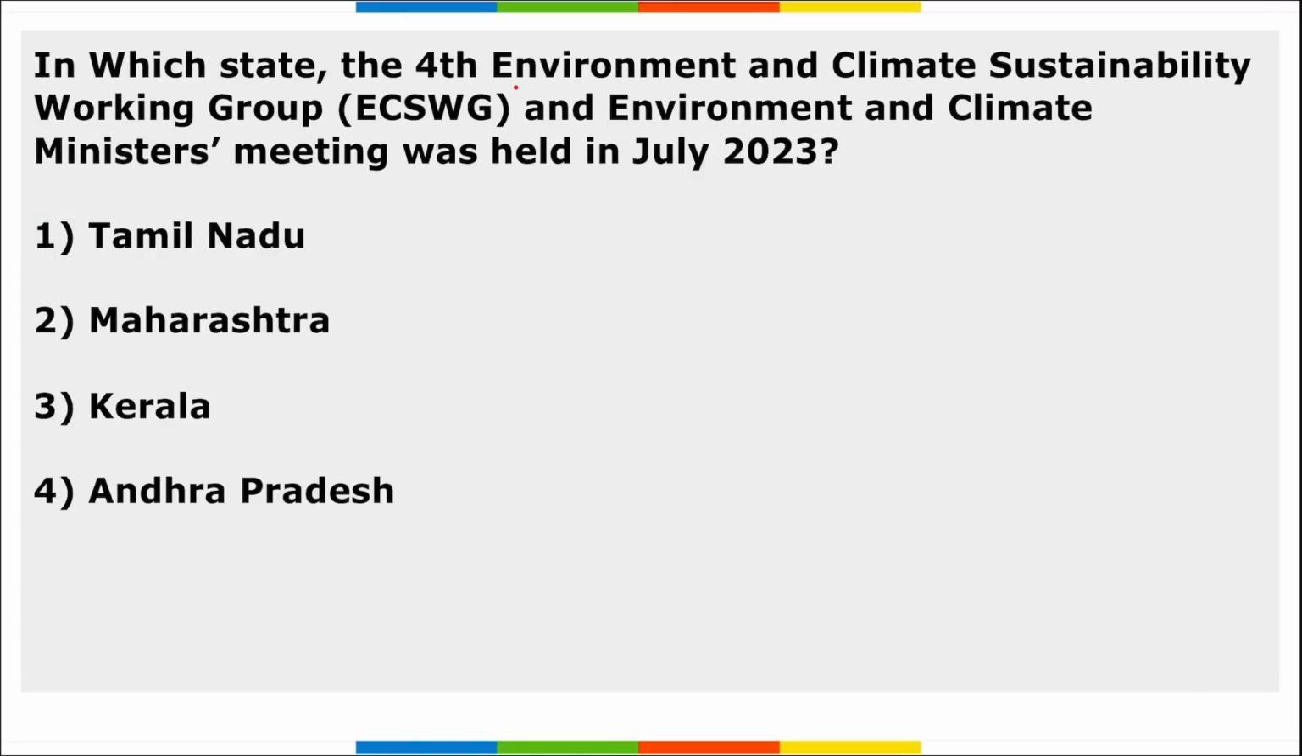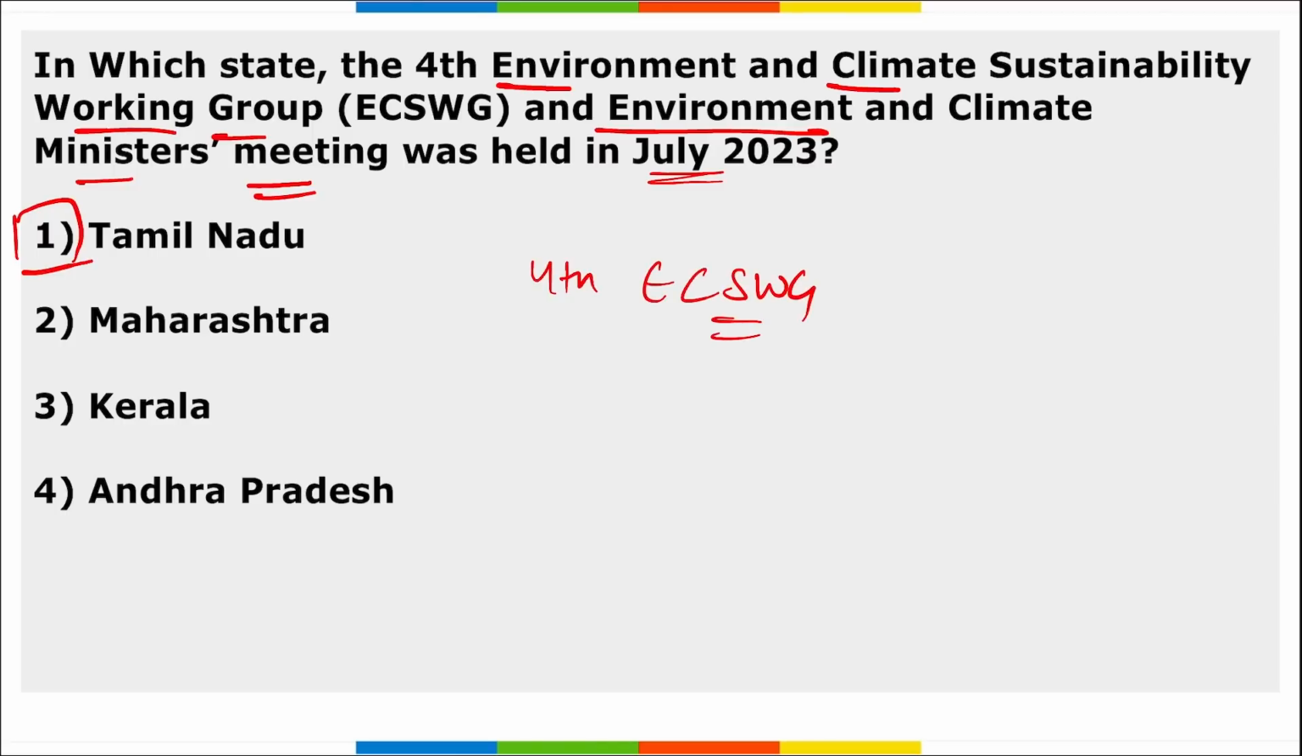Next, in which state was the fourth edition of the Environment and Climate Sustainability Working Group and Environment and Climate Ministers meeting held in July? It was held in Tamil Nadu, correct? The fourth edition of the Environment and Climate Sustainability Working Group meeting was held in Tamil Nadu. This was a 3-day long meeting. More than 300 delegates from G20 member countries and international organizations took part here.